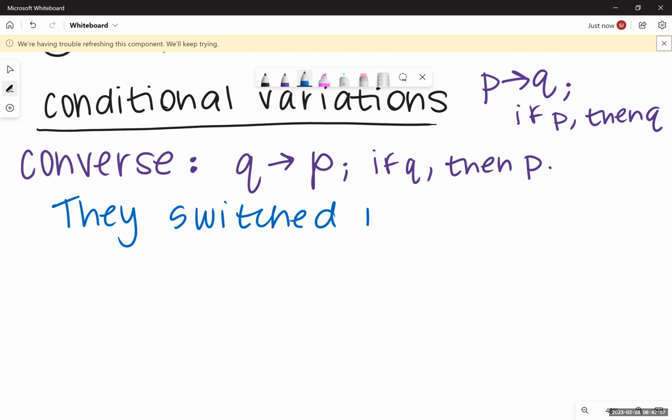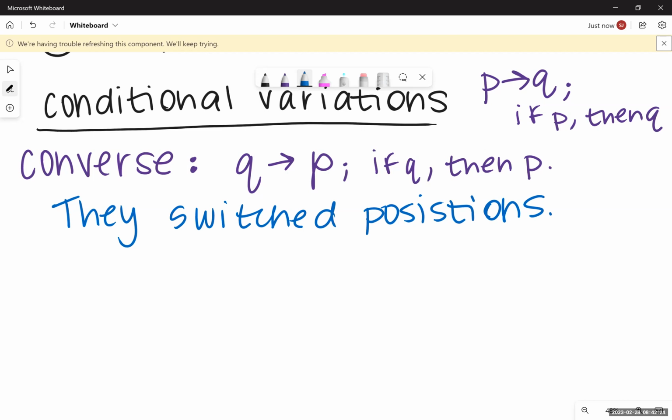Because that's what happened. They switched positions from where they originally were in our parent original conditional statement. If you do see notes somewhere that say antecedent and consequent, it's one follows the other.